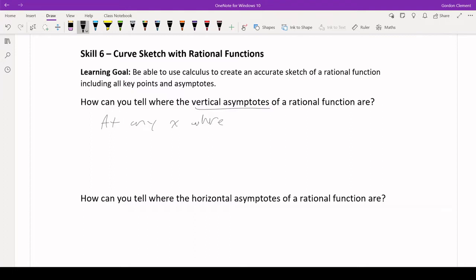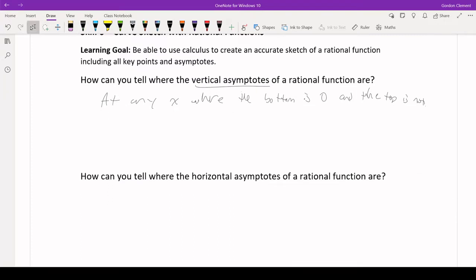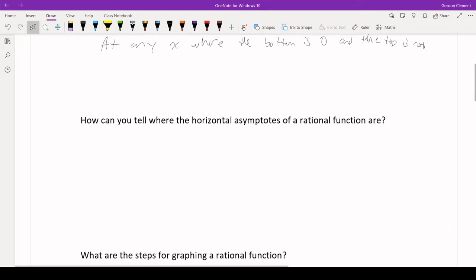they happen at any x where the bottom is 0 and the top is not. Remember, if it's 0 over 0, then they can in fact cancel out, and then you might just have a hole in the graph, just a point missing instead of a vertical asymptote, so you should make sure that the bottom's 0 and the top is not. And that's basically all we need to know. We just need to know where they are, and then the calculus is going to take care of how they look. So there we have that.